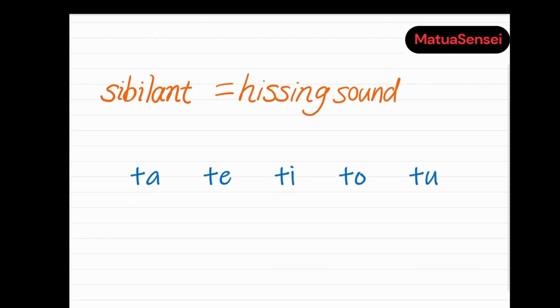So, first of all, we need to know what we call sibilant. Sibilant is the hissing sound, especially when you're pronouncing the T sounds. Now, as an English speaker, I used to make this mistake all the time, and I've been called out by a native saying, hey, you got too much sibilant on your T's.